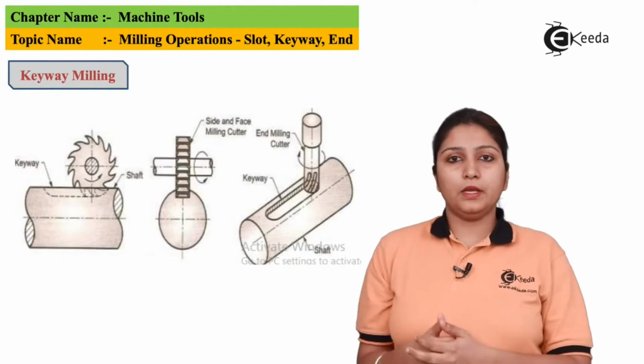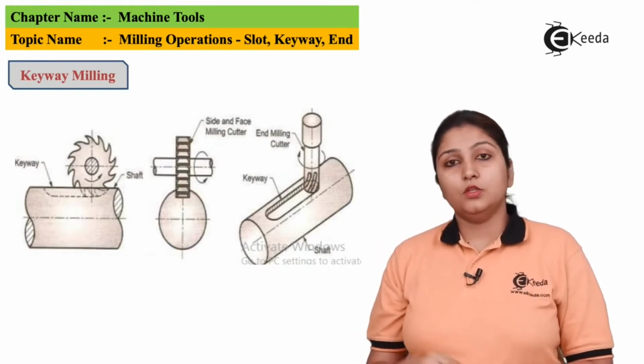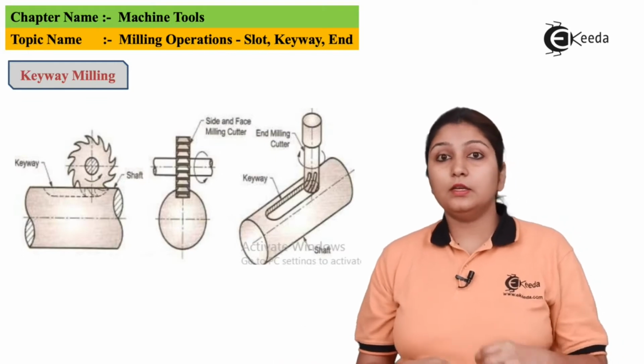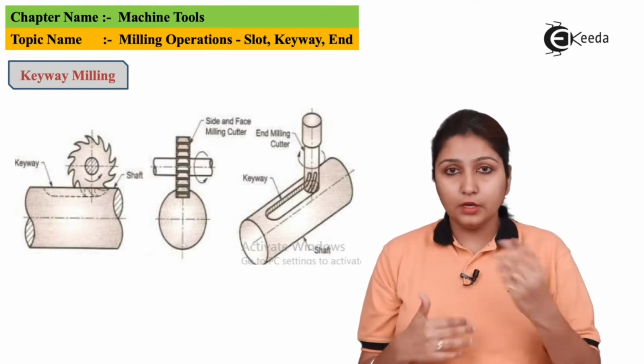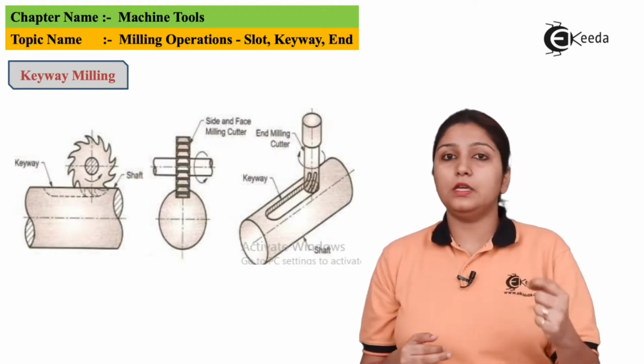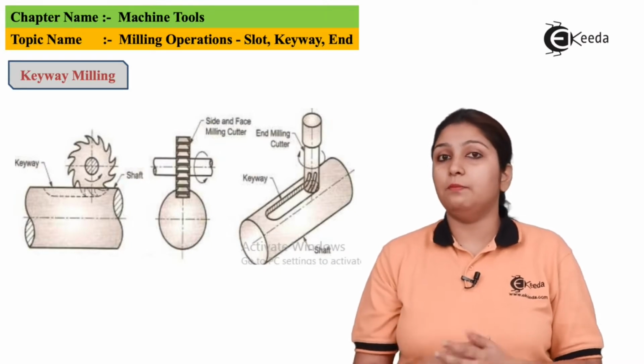So keyway milling is generally a face or kind of horizontal milling process. In this diagram you can see that there is a keyway produced. Like if you are using a shaft and you need to join it with another shaft, there should be a key slot which is to be produced, and which is produced by the keyway milling process.